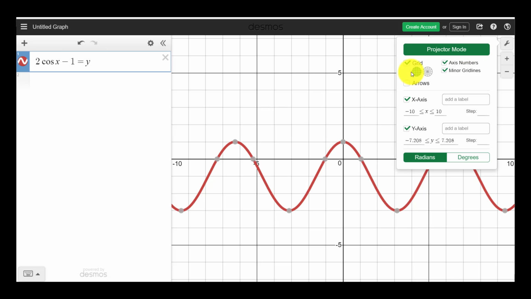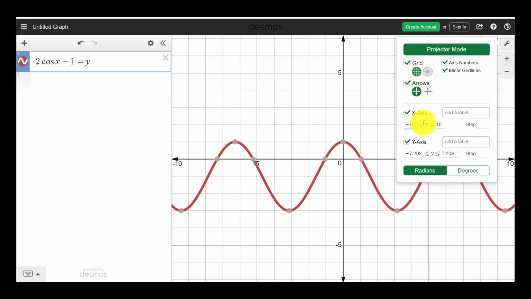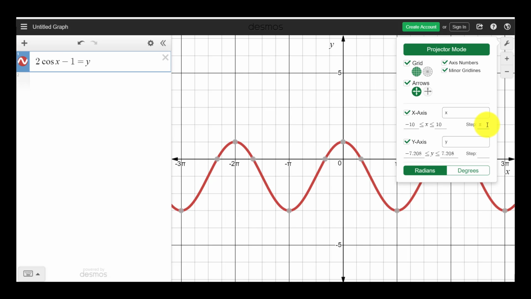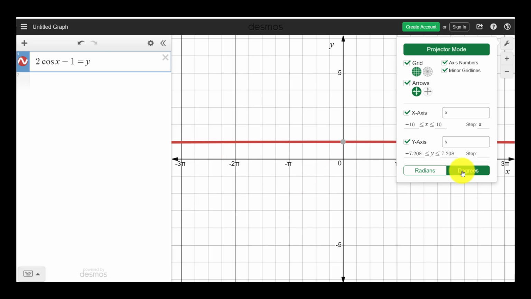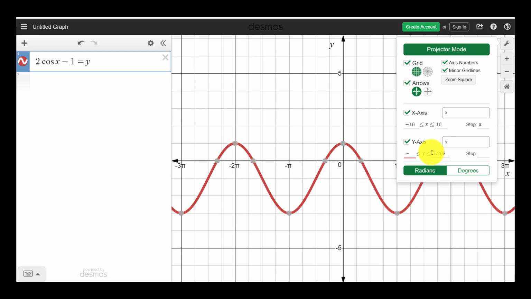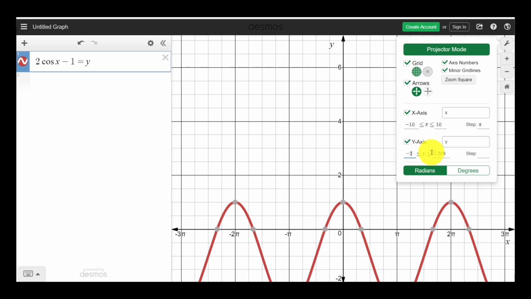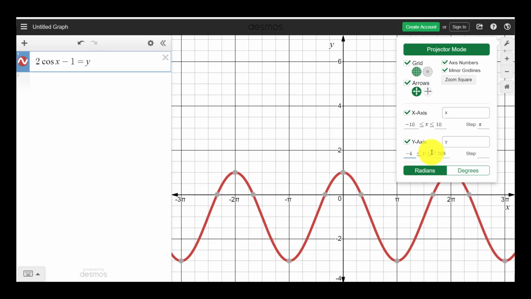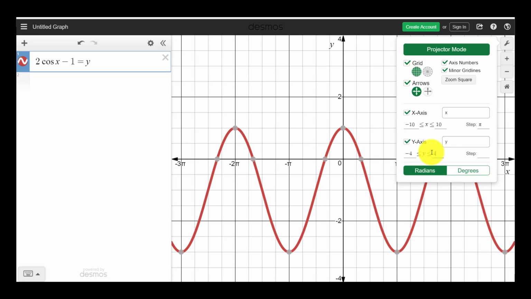I'll put it in projector mode, it's a bit bigger, put some arrows and labels. I'll label my axes, x and y, and I might also change my x-axis to go up in steps of pi so that I can see those exact points. It's in radians at the moment. I can change it to degrees down here, by the way, but obviously that's quite a small number of degrees shown now. So there's my radians. I might just reduce my y-axis a little bit, although I do like the size of it, but I'll go from like, -4 up to about 4, and we'll look at it like that.